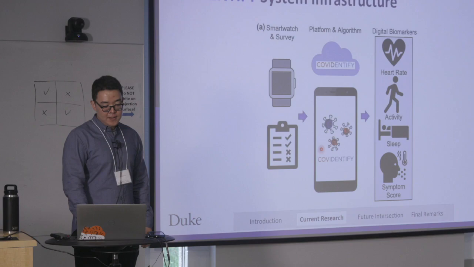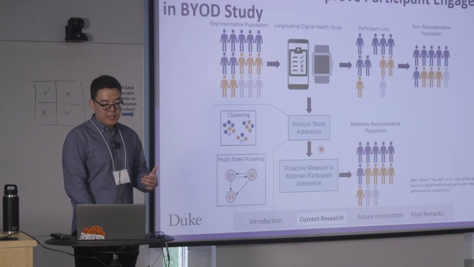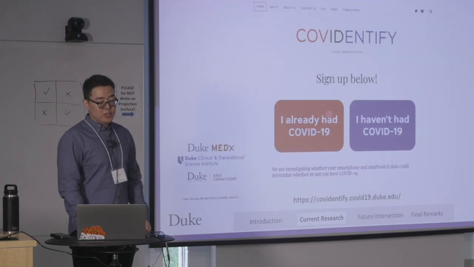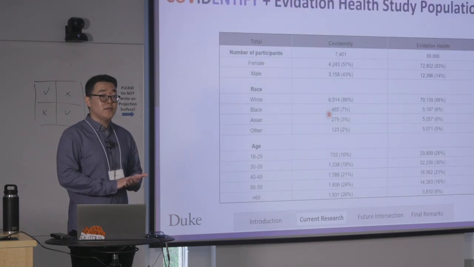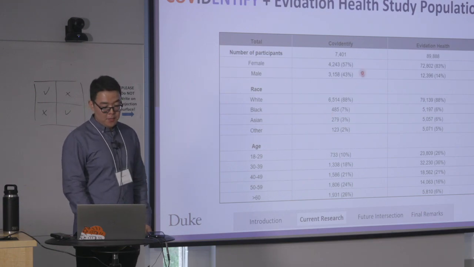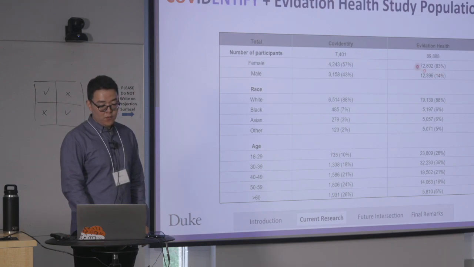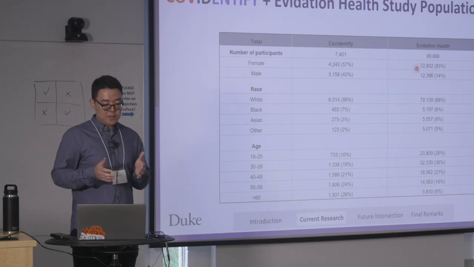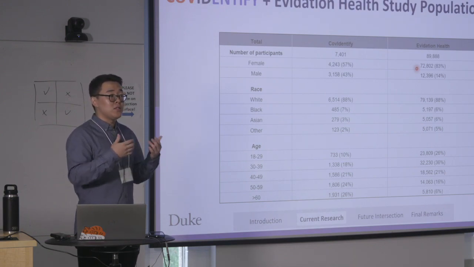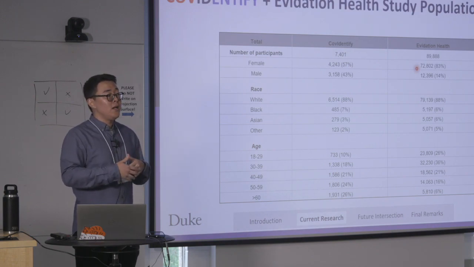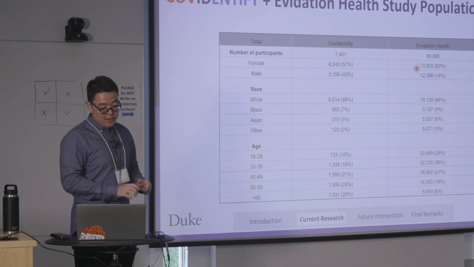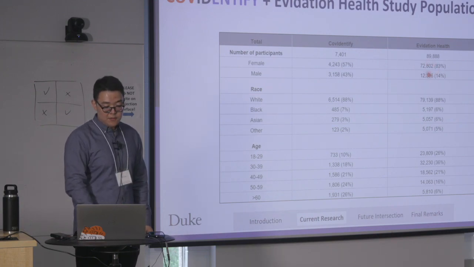And so for this analysis, in terms of understanding how to better improve participant engagement, for this paper we actually collaborated with Evidation Health. This is a health tech company, and these are the enrollment numbers that we had for this paper analysis. Evidation, at the same time that we were launching our COVE-Identify study, was doing this remote digital health study in order to understand participants' symptoms and their reported testing, and their population distribution was fairly similar to ours.